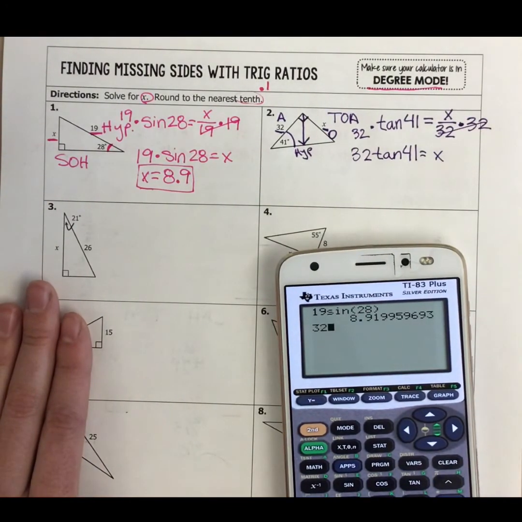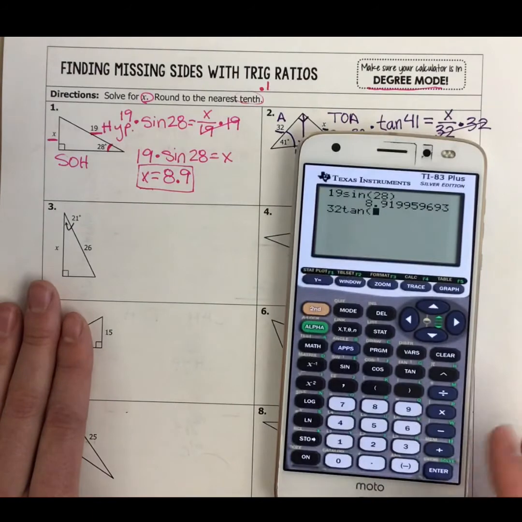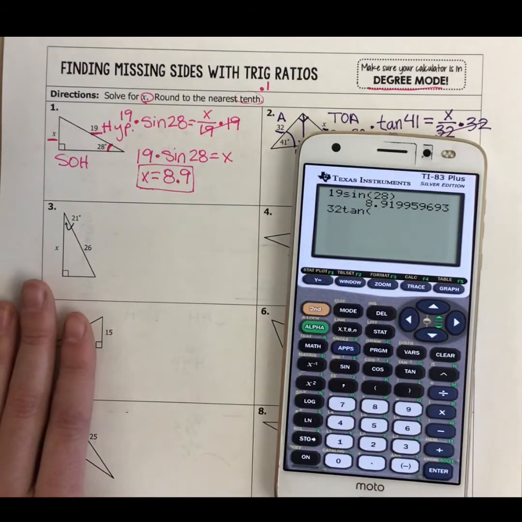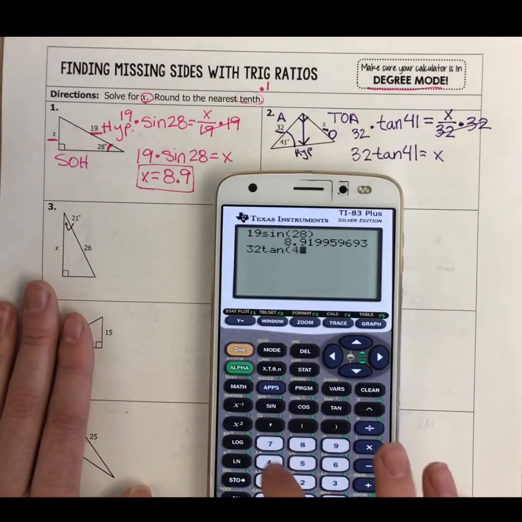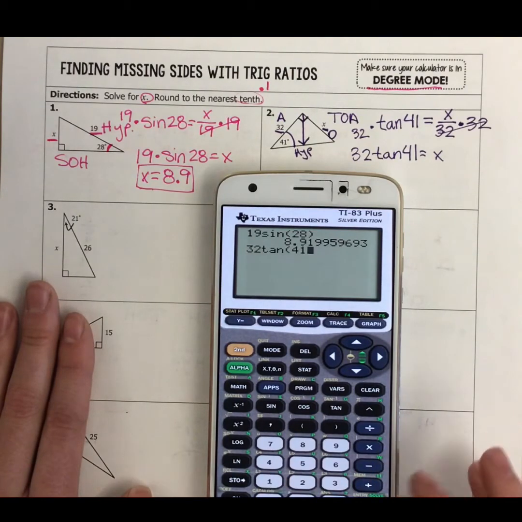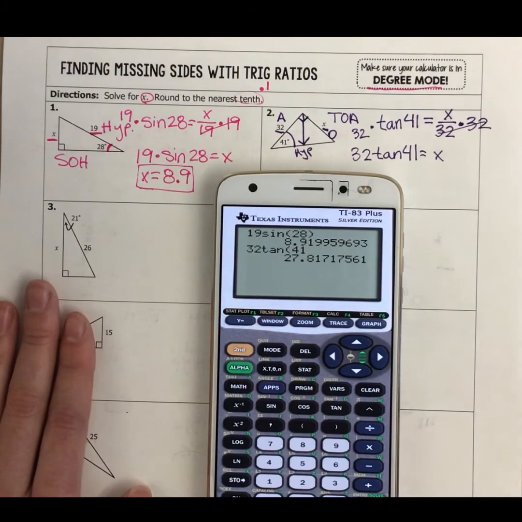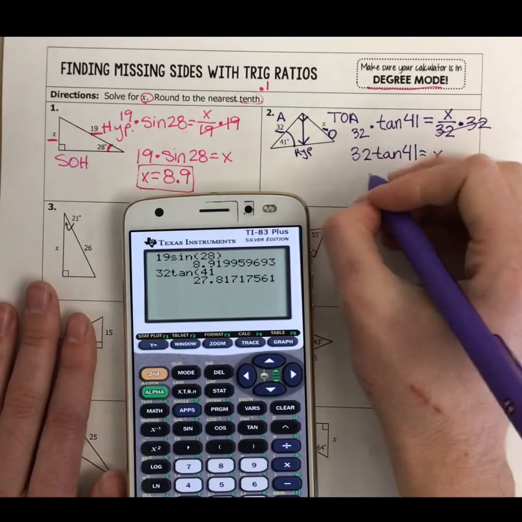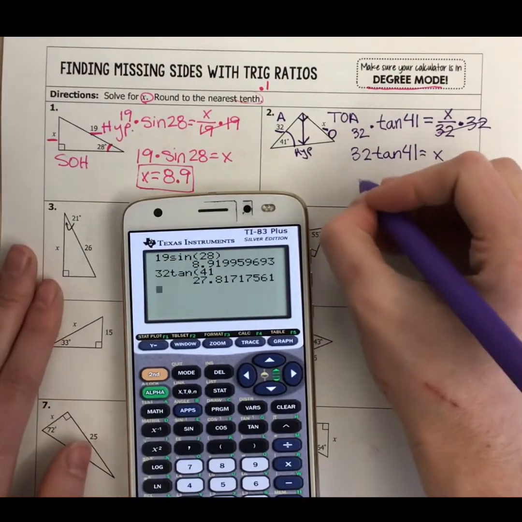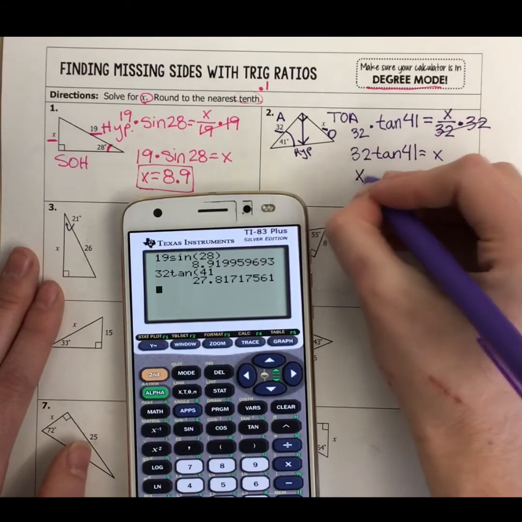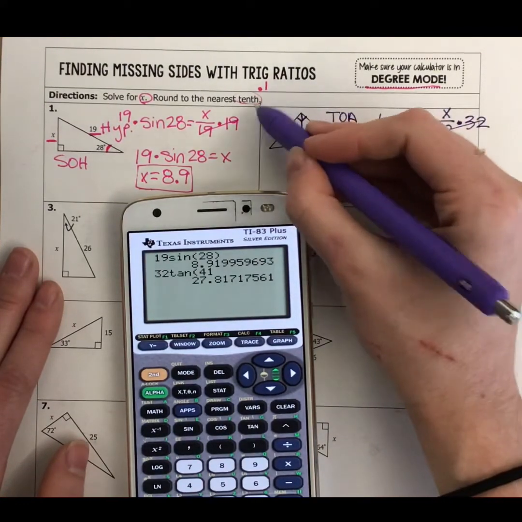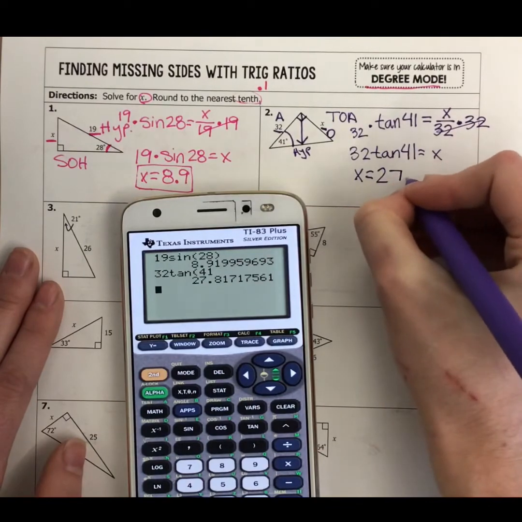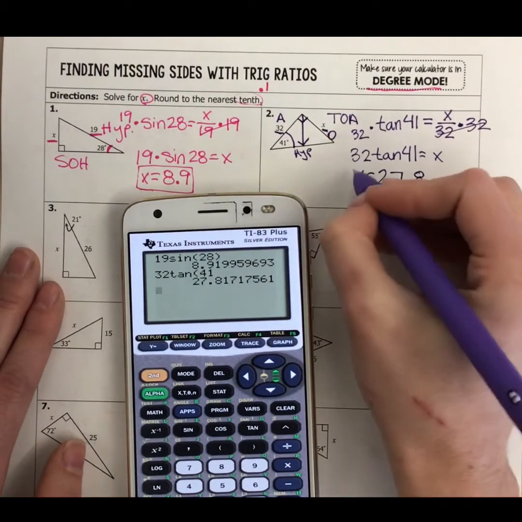So 32 tangent also has its own little button. You can see the 3 right here in a row. You can see them right there. And then 41 was our degrees, so 41. And we get that the leg measure for x should be 27.81717, and so on. But we know that if we're rounding to the nearest tenth, this is going to be 27.8.